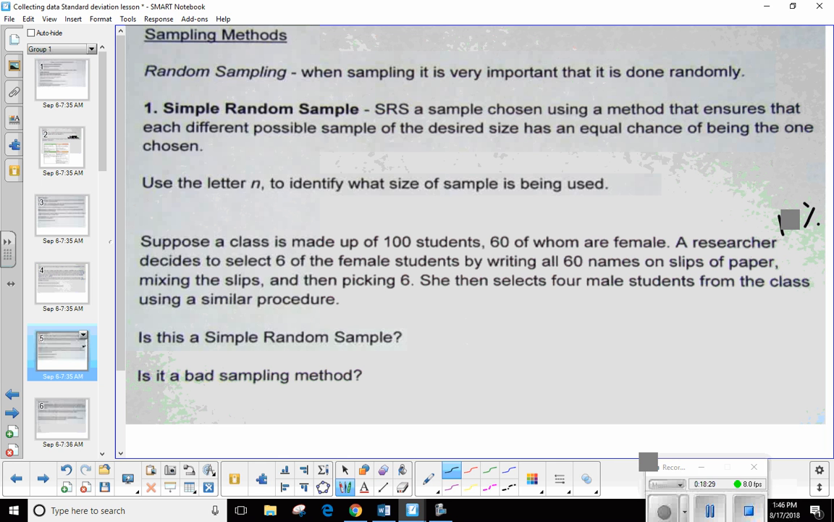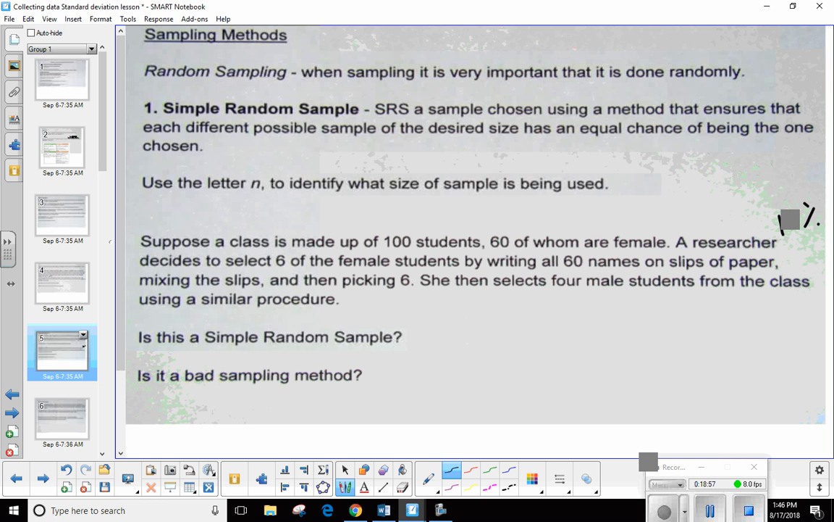Eli, what do you think? No, I don't think so. Okay, why? Because she's treating the females and the males as two separate parties. It's like you're making it less random, I guess. That's exactly right. This isn't completely random because she categorized them. She separated them specifically by gender, the 60 female and the 40 male. So it is not an SRS.